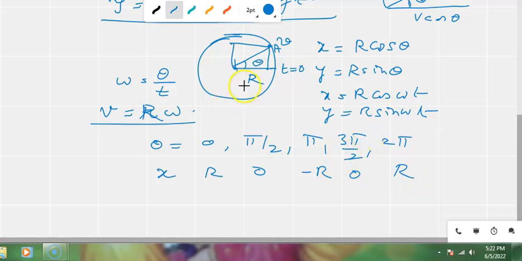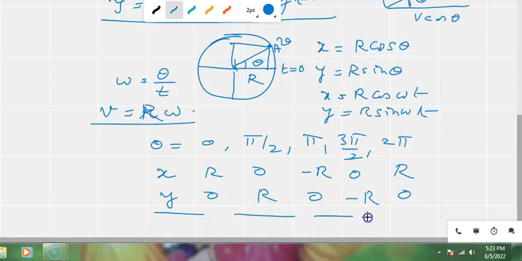So 3 pi by 2 corresponds to this point, this corresponds to pi, and this is again 2 pi. Now we can see y goes, this is 0, then when it comes to pi by 2, this is r, and then when it comes here again it is 0, and when x is 0, y is minus r, and when x is r, y is 0. So this is how the values of the x and y coordinates change.